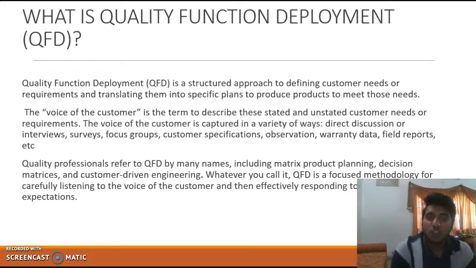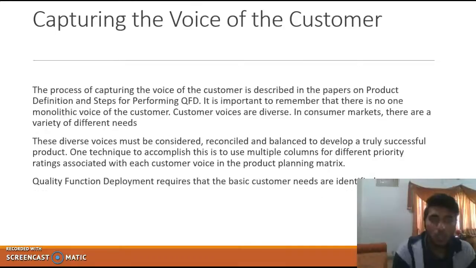Professionals refer to QFD by many names. These include matrix product planning, decision matrices, and customer-driven engineering. Whatever you call it, QFD is a focused methodology for carefully listening to the voice of the customer and then effectively responding to those needs and expectations. Moving on, it's basically about capturing the voice of the customer.